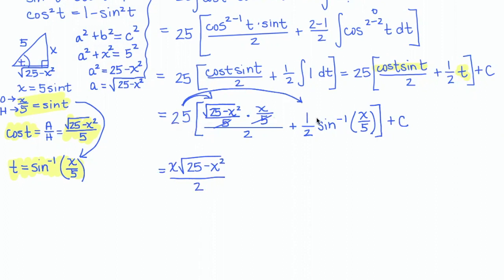So I'm going to do 25 times the numerator of this fraction, which is 1, so we get 25 over 2 inverse sine of x over 5 plus c. And once I have an expression that's completely x's and no longer any t's, this is my proper antiderivative.